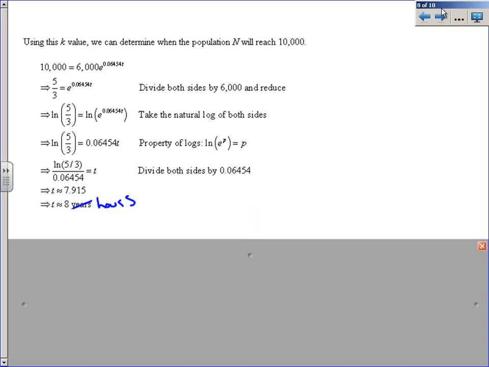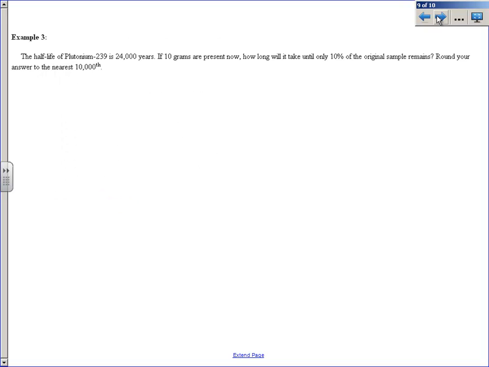Okay. The last example is with half-life. Half-life is the time it takes for something to decay down to exactly half of itself. It says the half-life of plutonium-239 is 24,000 years. That stuff sticks around for a very long time. If 10 grams are present now, how long will it take until only 10% of the original sample remains? Round your answer to the nearest 10,000th.